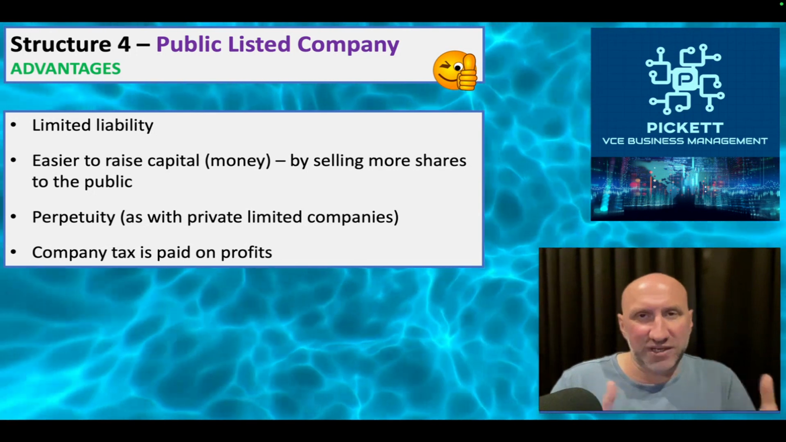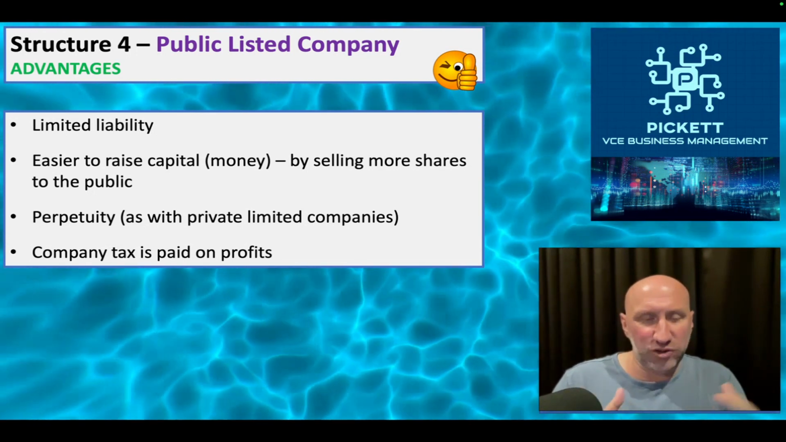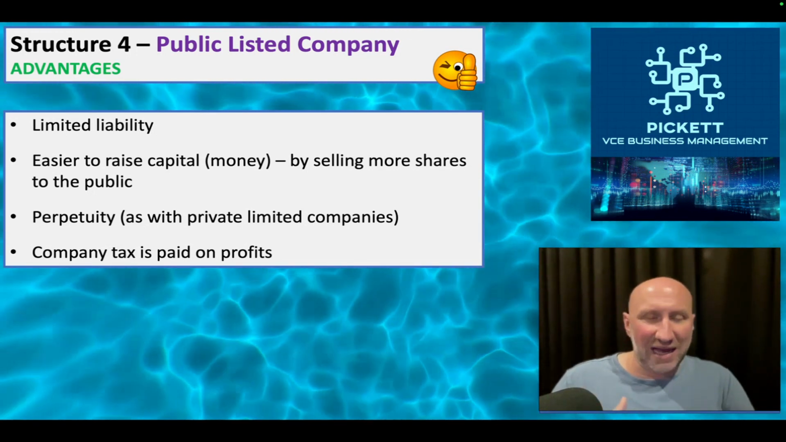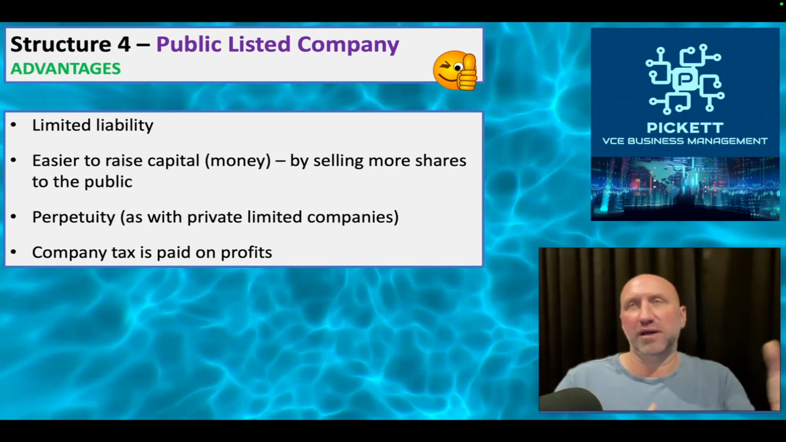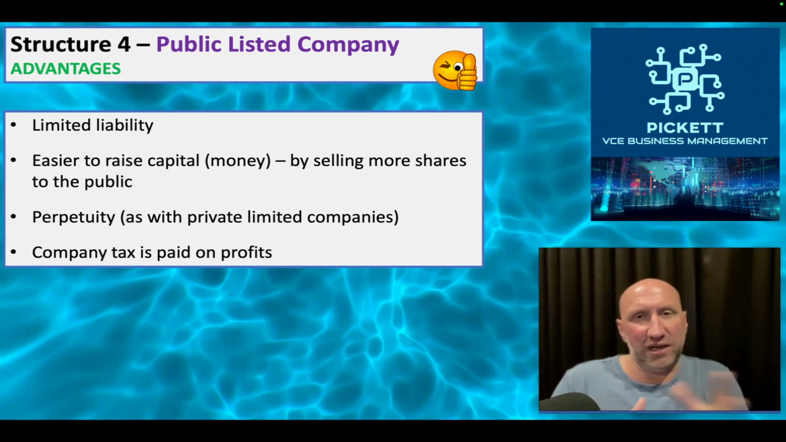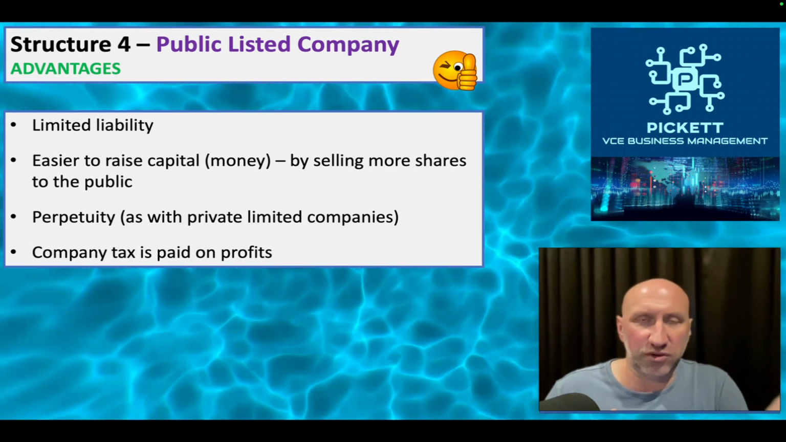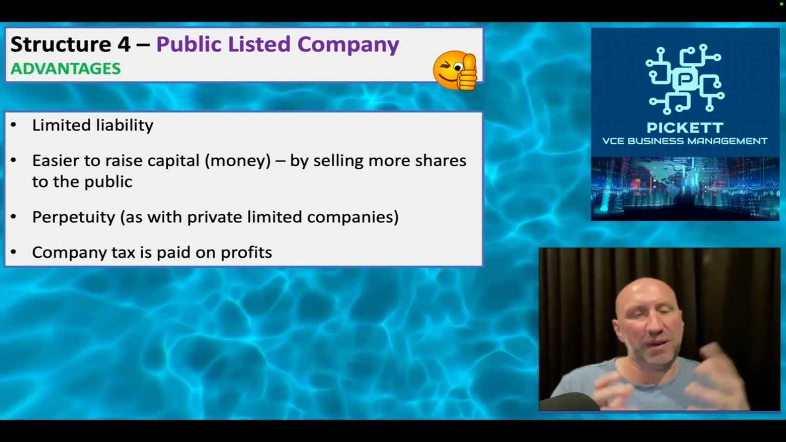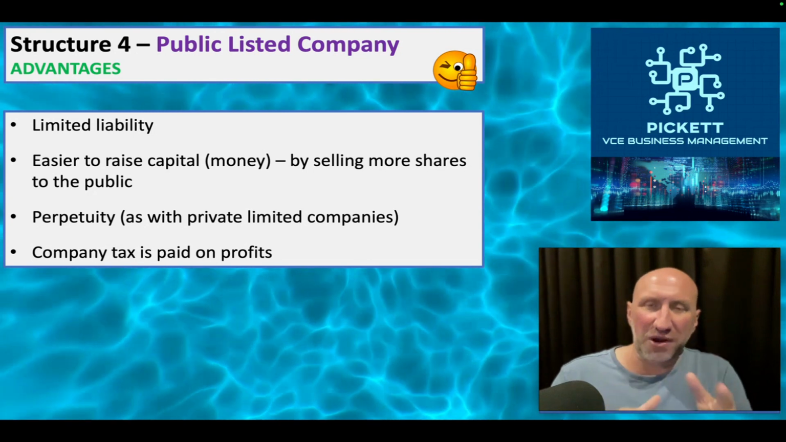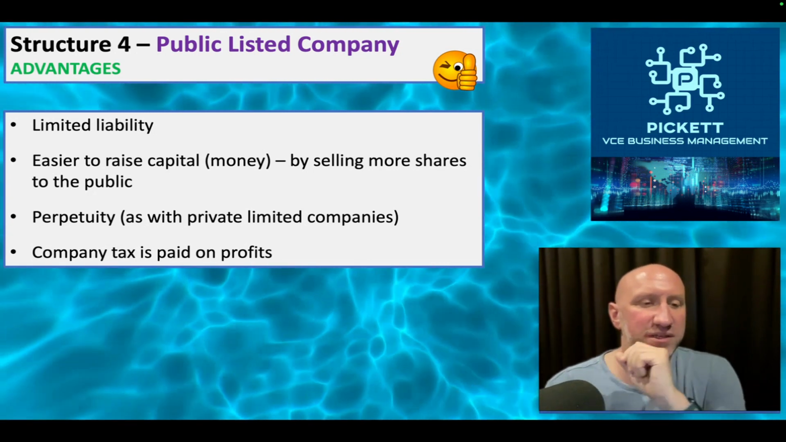You have to have been operating previously in some format to become a public listed company. It has to be huge. You're going to be selling to the public. If you're just operating a little business on your own, you're not going to get the public to buy shares. You're not going to be able to list it on the stock exchange. So these are all big, big businesses. So you don't have this option when you're setting up your business.